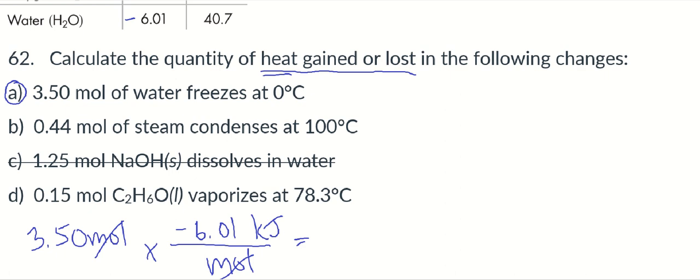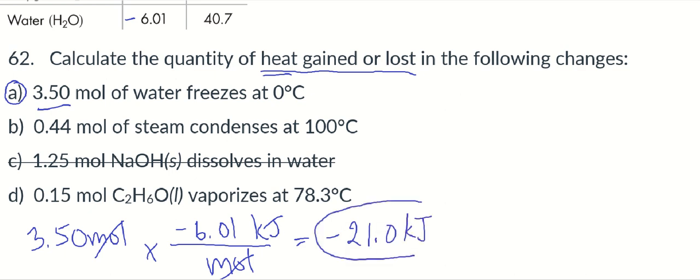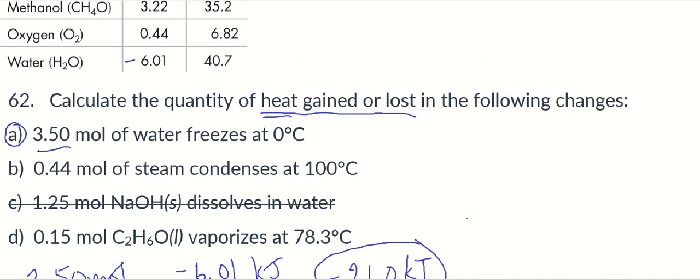Make sure I did that right. 3.5 times negative 6.01. Okay, and we got 3 sig figs there, so the answer's going to have 3. So it's going to be negative 21.0 kilojoules, the amount of heat released when water freezes. It might sound odd: what do you mean water freezes? It's cold. Yeah, but it's releasing heat to get there. The only reason it's cold is probably because it's in a cold place to begin with. But freezing is exothermic.